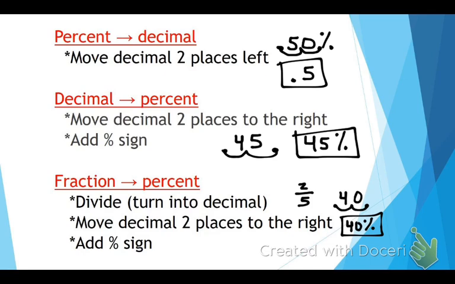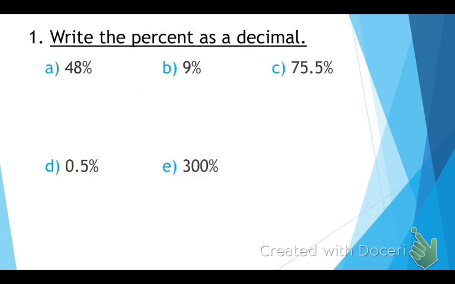All right, so we're going to do some practice for these ones. Number 1, our instructions say to write the percent as a decimal. The first one is 48%. Where is the decimal point on 48%? In the back, at the end, okay? My instructions tell me to move it 2 places. Which way? To the left or the right? To the left. 1, 2. So what's my answer? 0.48. And that's all you have to do for changing a percent to a decimal.